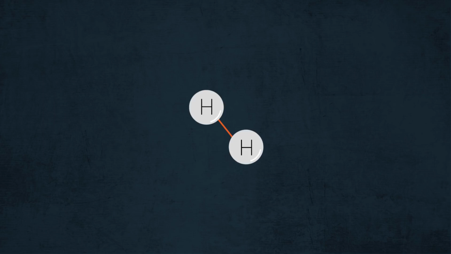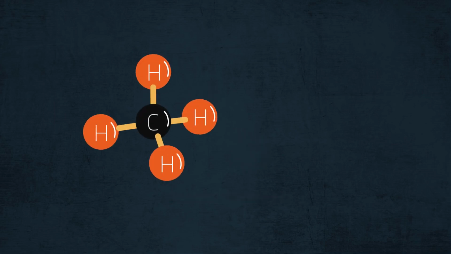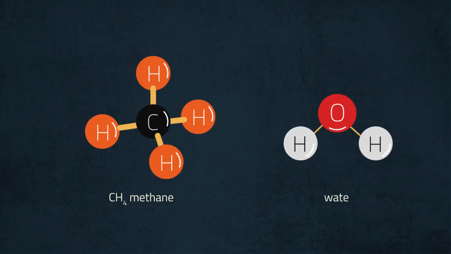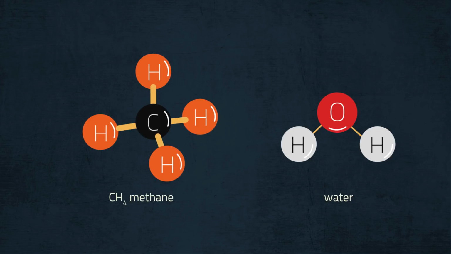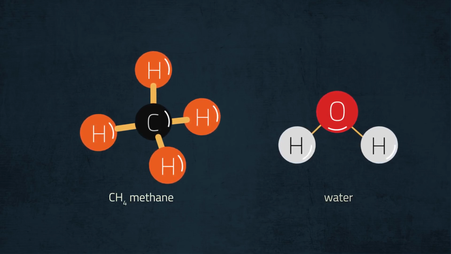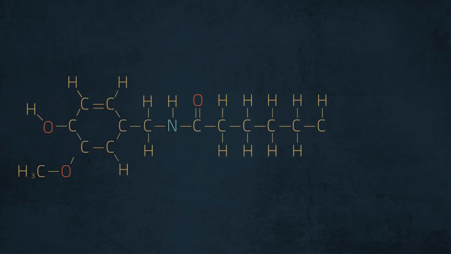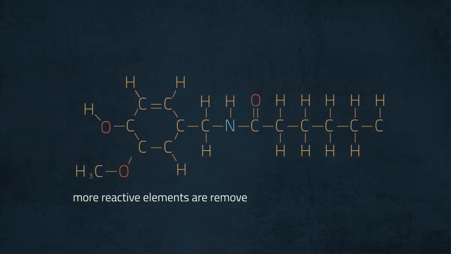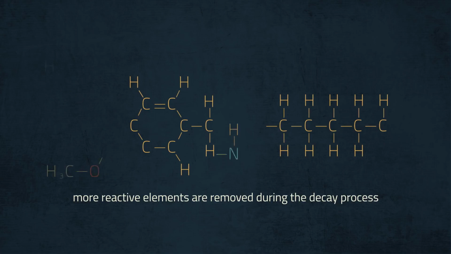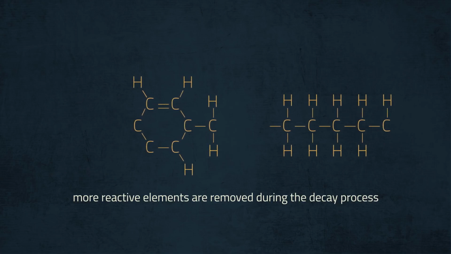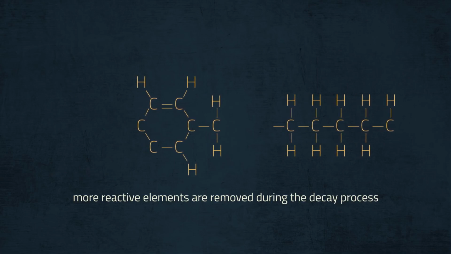Although hydrogen is an essential element for life, it doesn't play a particularly active role. It remains bonded to carbon and oxygen atoms, whilst the chemistry of life takes place at the more active sites involving, for example, oxygen, nitrogen and phosphorus. When fossil fuels form, these more reactive elements are removed during the decay process, leaving the hydrocarbon skeleton behind as crude oil and natural gas.